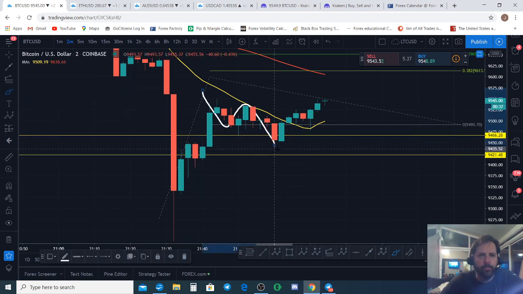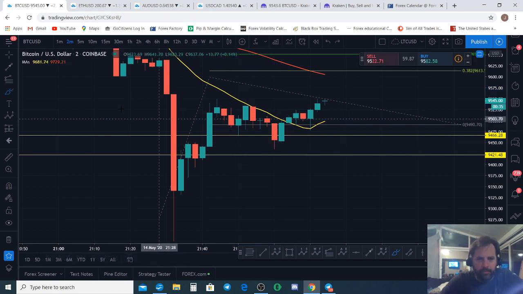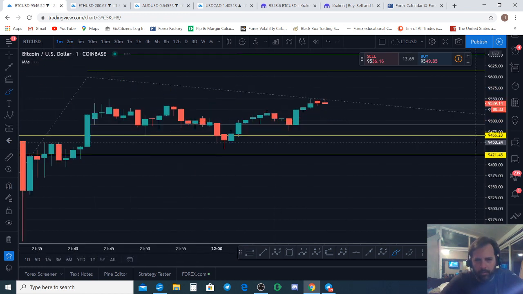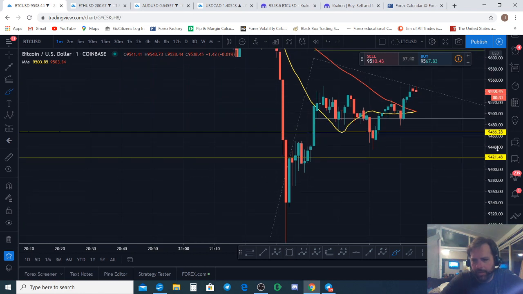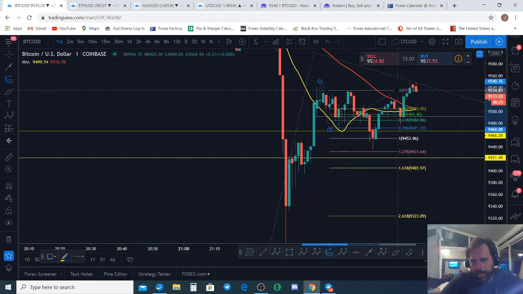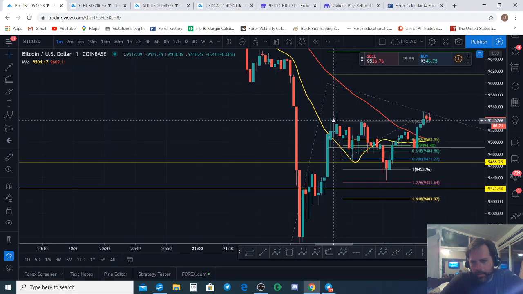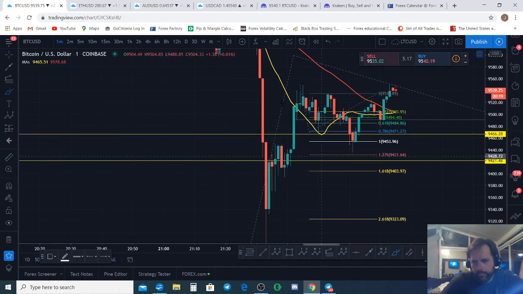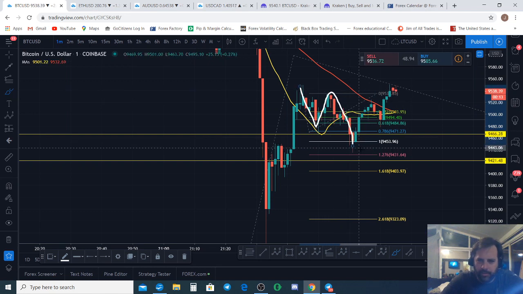See that three wave pullback? And if we put the fibs on it, I'm going to go to the 1 minute chart. You can really see the detail of the waves. That's why I do it. If I put the fibs on that, look where it came. We got a three wave move, and where did it come to? It came to the 1.27, and then we got continuation.